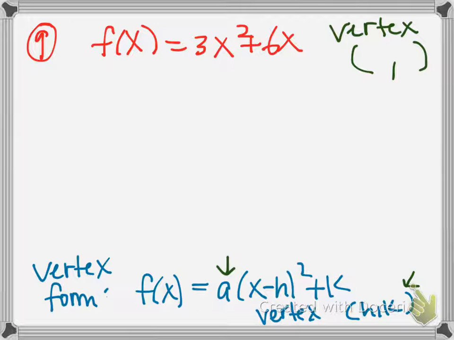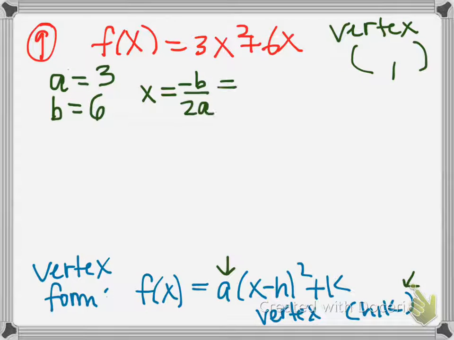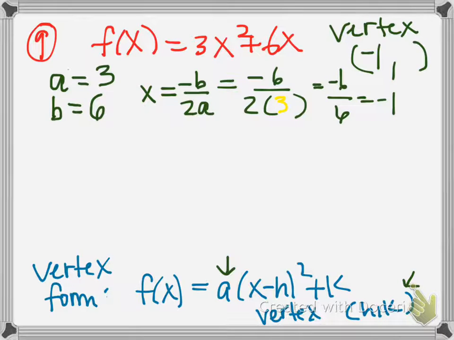top. So to find the x-coordinate, the formula is opposite of b over 2a, so I need to identify a and b. So a is the number in front of the x squared, so that's a 3. b is the number in front of the x, so that's a 6. So the formula, again, for the x-coordinate is opposite of b over 2a. So if b is 6, the opposite would be negative 6 over 2 times a, and in this case I'm plugging in 3 for a. So if I simplify this, I would have negative 6 divided by 6, which is negative 1. So I know my x-coordinate is negative 1.